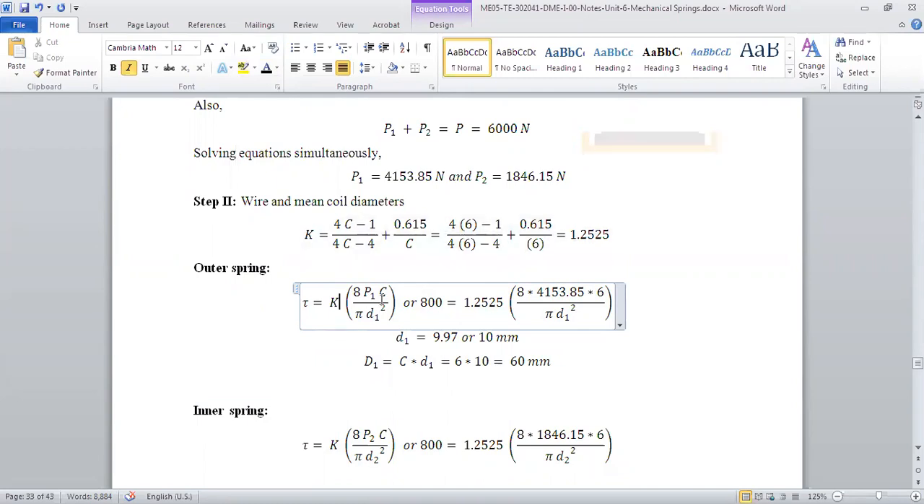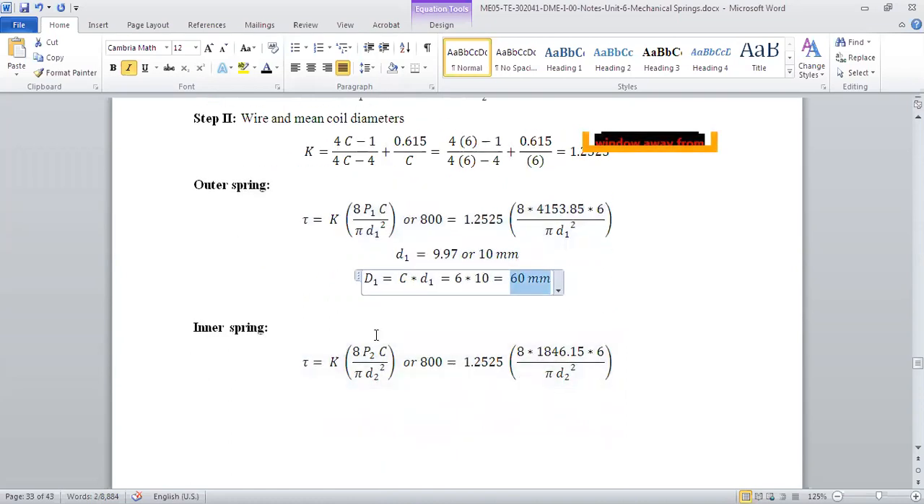Now here C is the spring index, K is the Wahl factor, it is the same, and the shear stress is the same. So we can say the shear stress 800, it is given, right? 800 in both springs is equal to 1.2525 into 8 into P1, the load taken by spring 1, into C upon d1. By using this formula, we can calculate the diameter d1 of the outer spring. It is 10 mm, and the corresponding mean coil diameter capital D1 is equal to 6 into 10, that is 60. So the outer spring will have a wire diameter of 10 mm and a mean coil diameter of 60 mm.